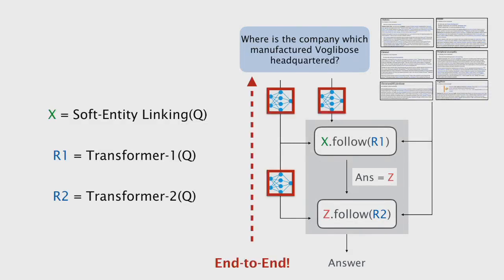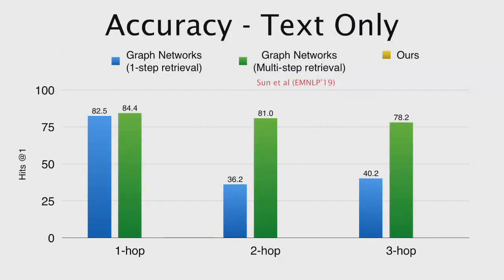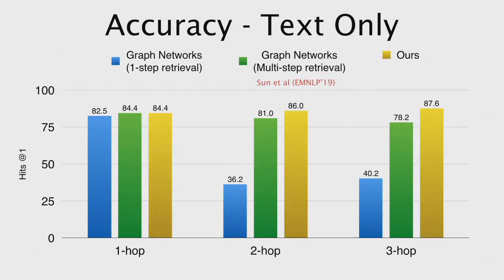So how does this do? I showed you this plot earlier with 1-hop, 2-hop, 3-hop questions, and a graph network-based approach that I described previously with just one step of retrieving and then trying to extract the answer was something like this. Recently, there was a paper at EMNLP which improved on this considerably by applying that same graph network by doing multiple steps of retrieval. So you first retrieve some subgraph, try to answer the implicit question, then retrieve a second subgraph. Our approach is comparable on 1-hop, but does slightly better on 2-hop and 3-hop questions.